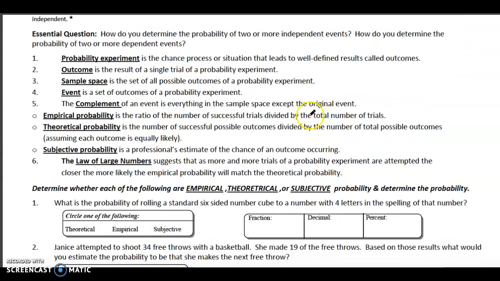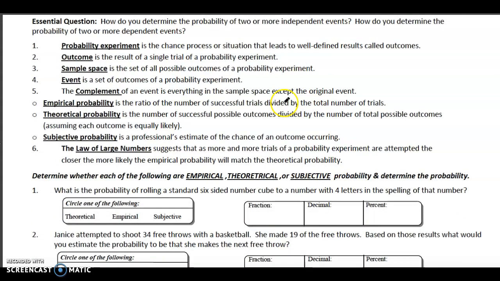And as you can see, we've got some different probability vocabulary here. We have a probability experiment. It's the chance process or situation that leads to well-defined results called outcomes. We have an outcome, which is the result of a single trial of a probability experiment. We have a sample space, which is the set of all possible outcomes of a probability experiment. We have an event, which is a set of outcomes of a probability experiment. We have the complement of an event, which we've seen previously is everything in the sample space except the original event in question.